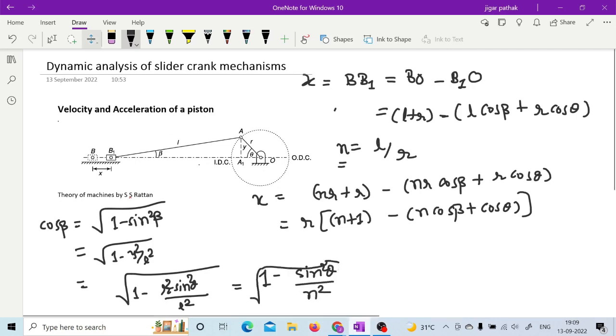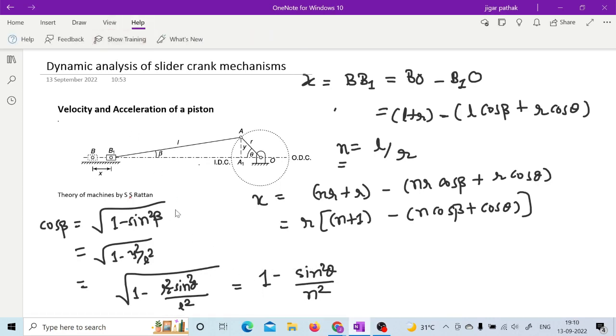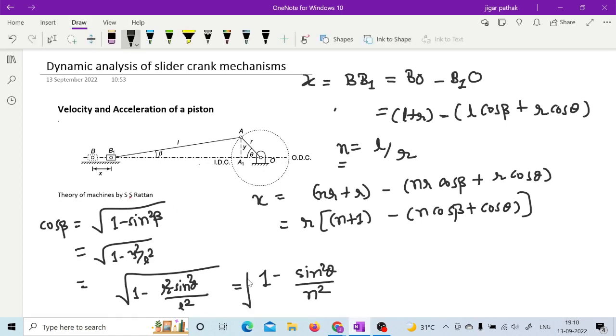Let me clearly write this. So it is the square root of 1 minus sine square theta upon N square. If you further simplify it, then your cos beta can be given by 1 upon N times the square root of N square minus sine square theta.